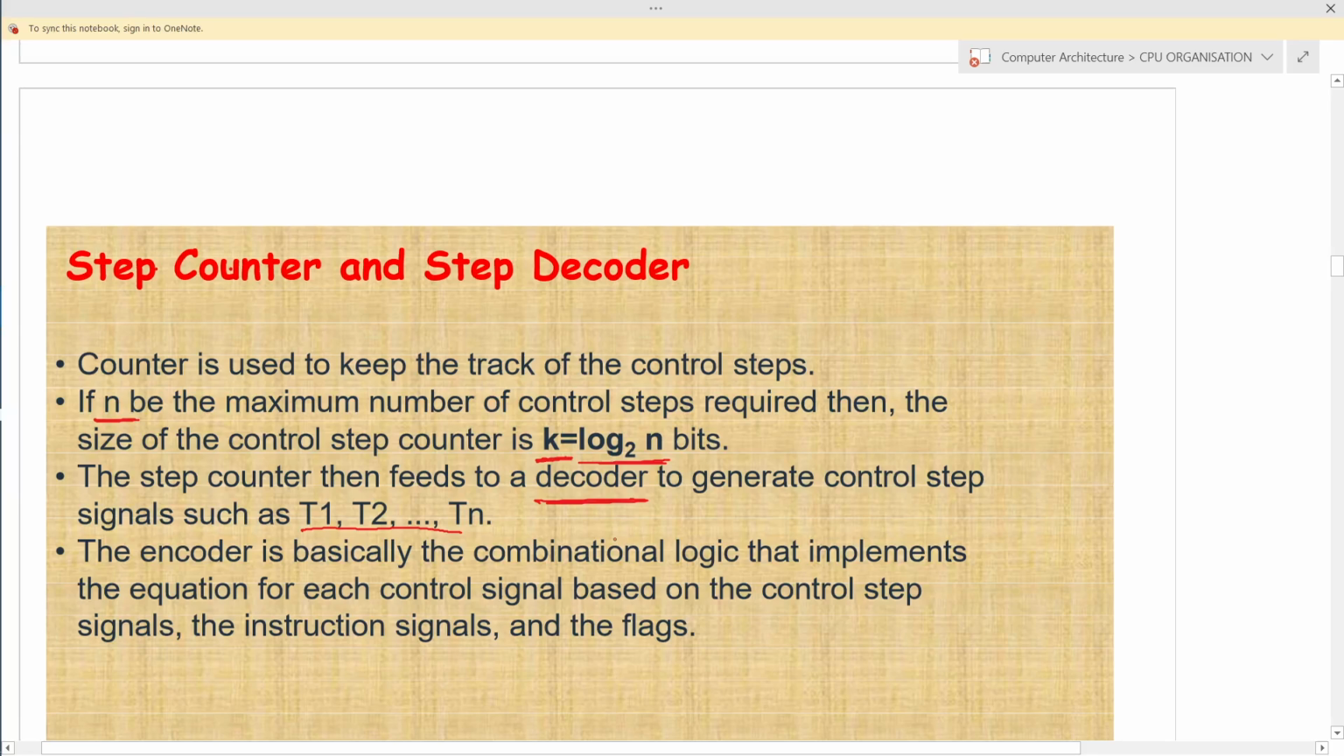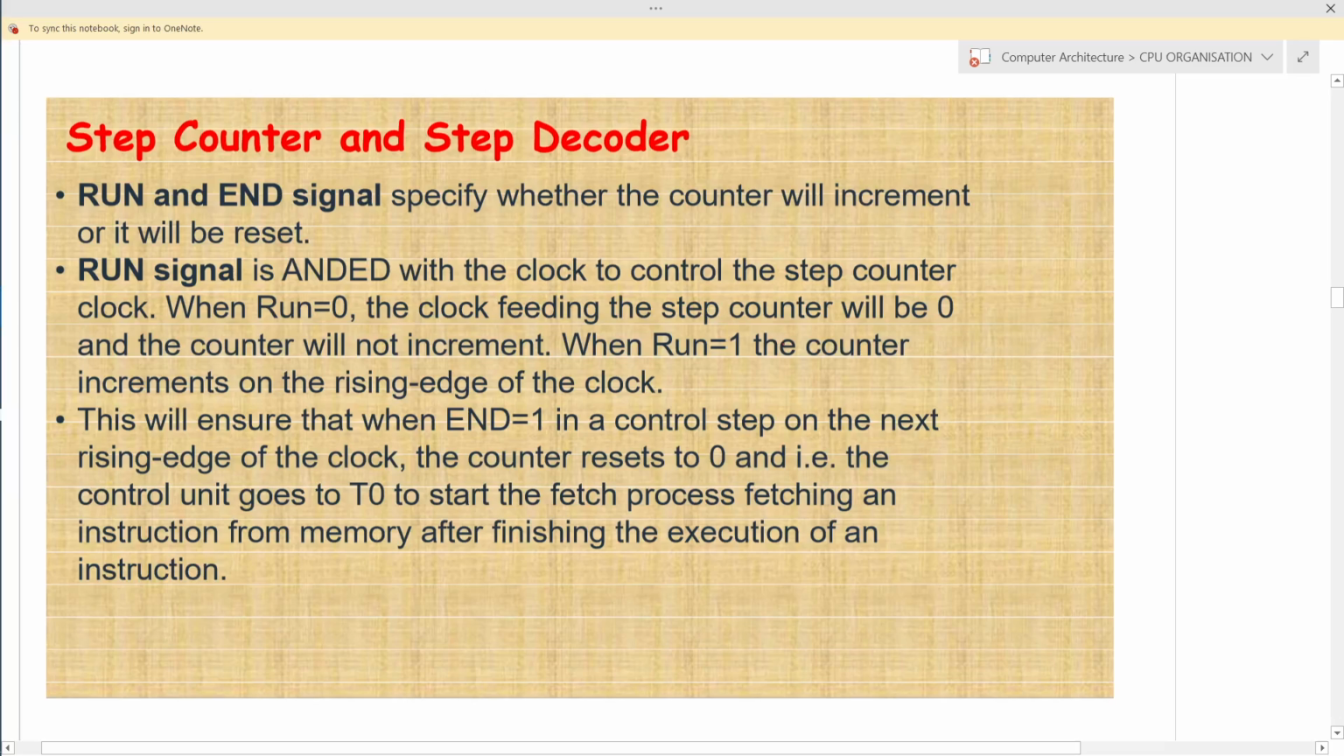Now, the instruction decoder. The instruction decoder's role is to take the input from the IR and generate one signal to be activated, while the other signals, represented as INS1 to INSM, are disabled. If you look at this diagram, one of the signals is enabled from a particular clock period to another clock period, whereas the other signals are disabled.